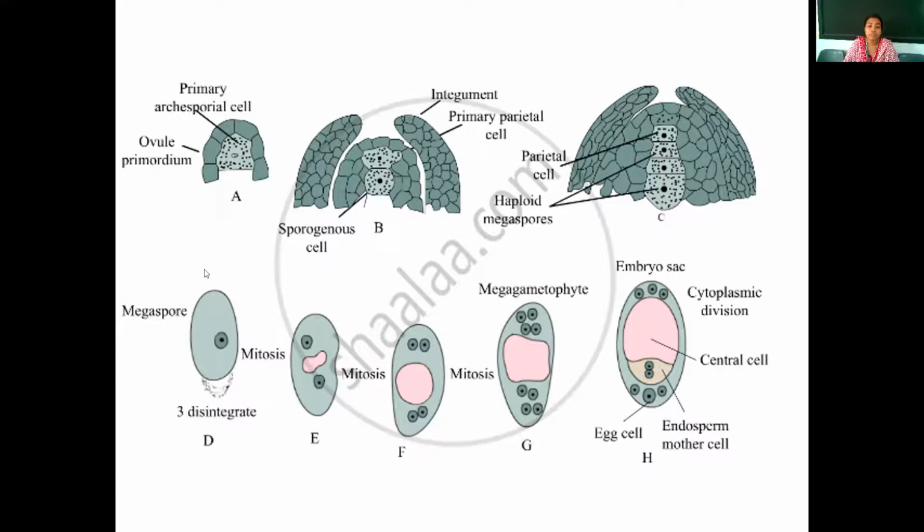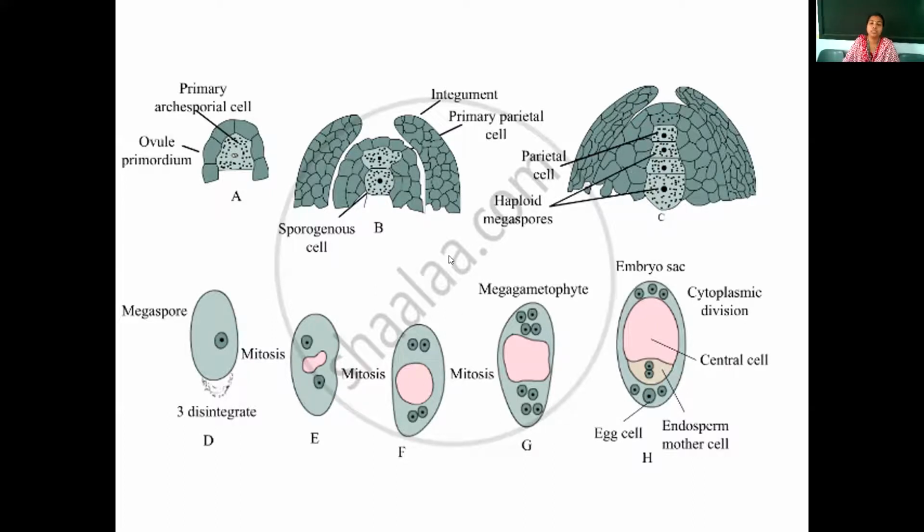Now, how does this one functional megaspore form an embryo sac? That process we call megagametogenesis. This one functional megaspore, after the first mitotic division, results in 2 nuclei. After the second mitosis, it results in 4. After the third mitosis, collectively you will get 8 nuclei, and finally these 8 nuclei form a complete embryo sac, with antipodal cells, synergid cells, one egg cell, and 2 polar nuclei at the center.